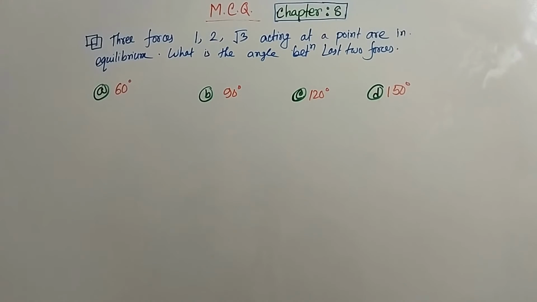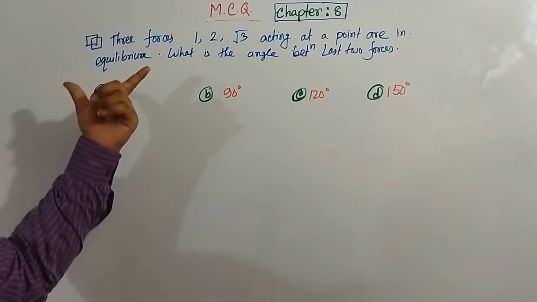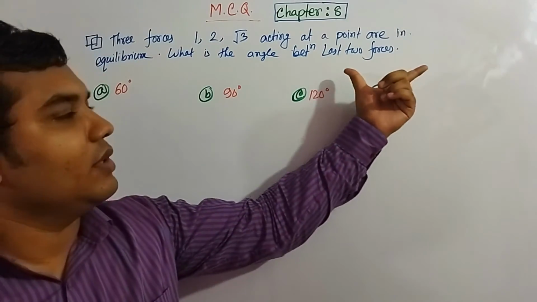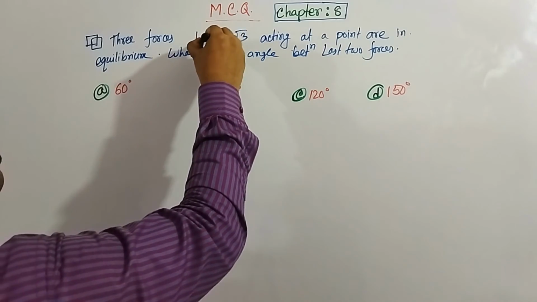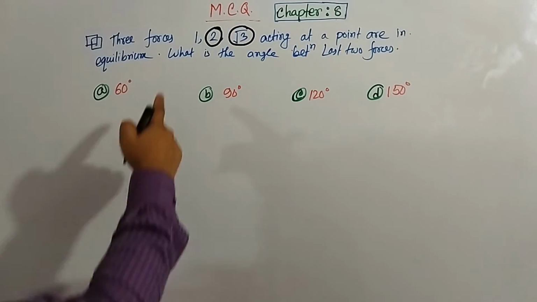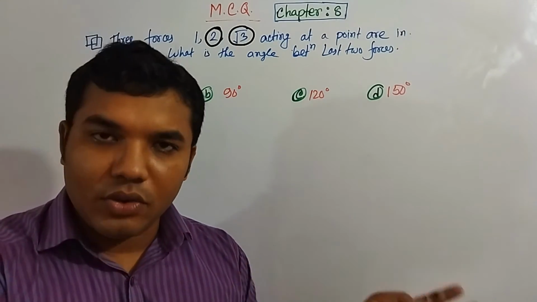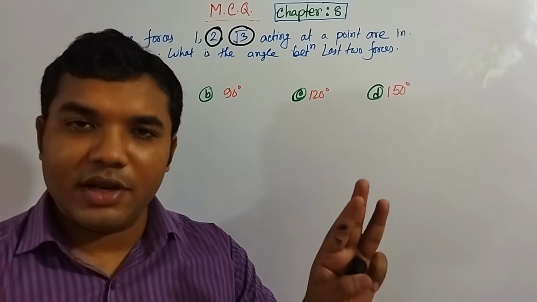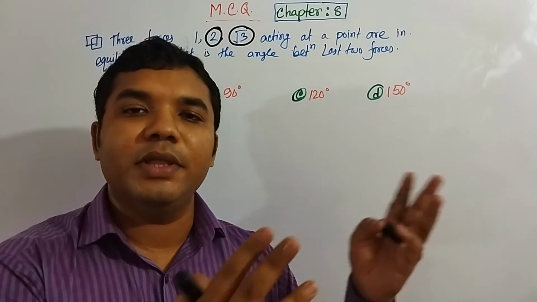So dear students, our last problem is: 3 forces 1, 2 and root 3 acting at a point are in equilibrium. What is the angle between the last 2 forces? So here we have to find the angle between those two. That means one should be our what? Resultant, because we already know that if 3 forces are in equilibrium and we need to find the angle between 2 forces, then the other will be the resultant.